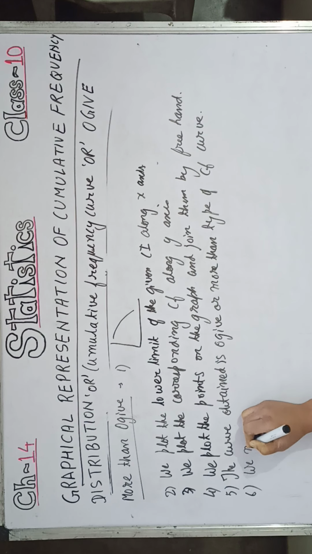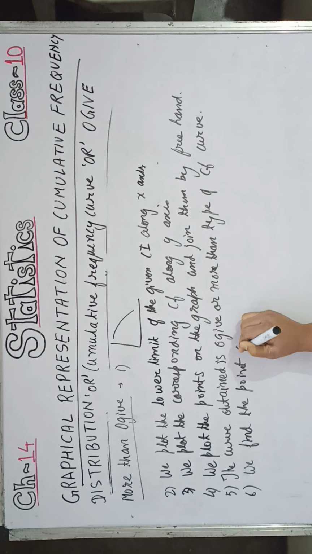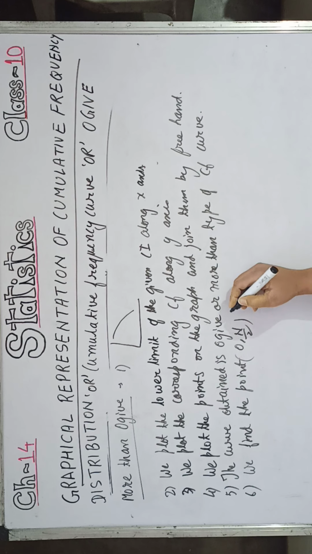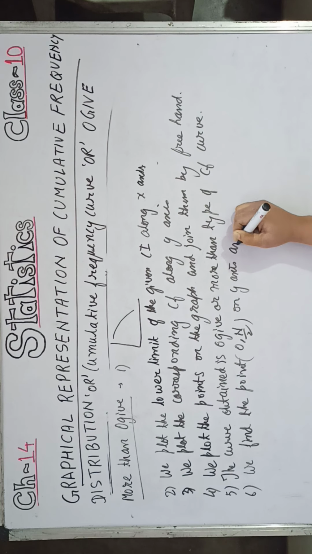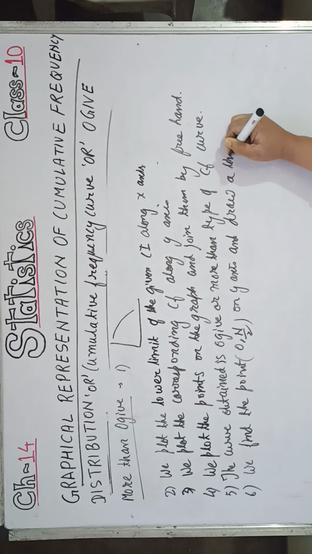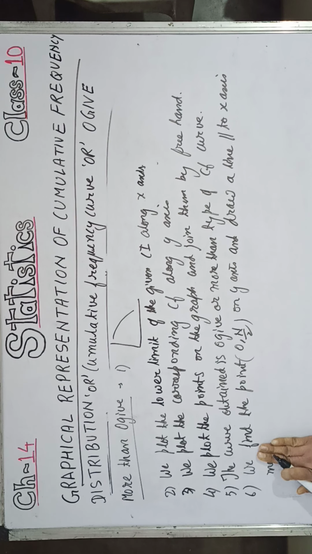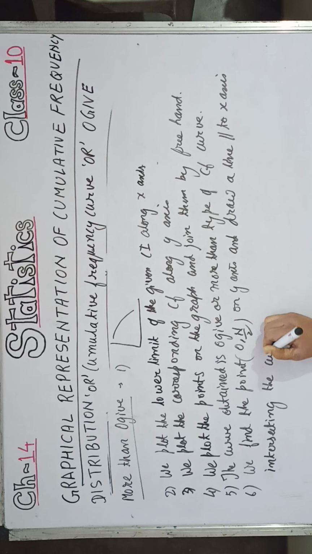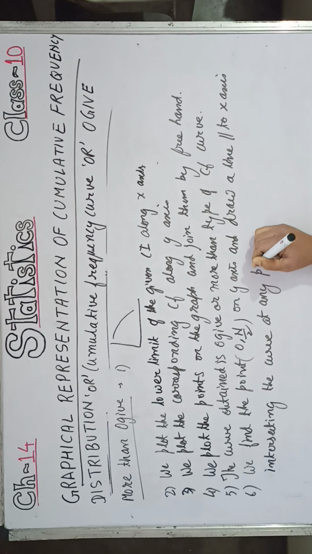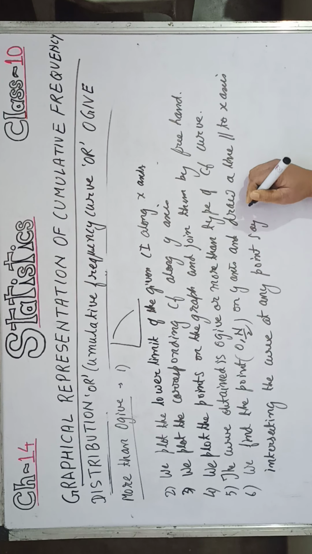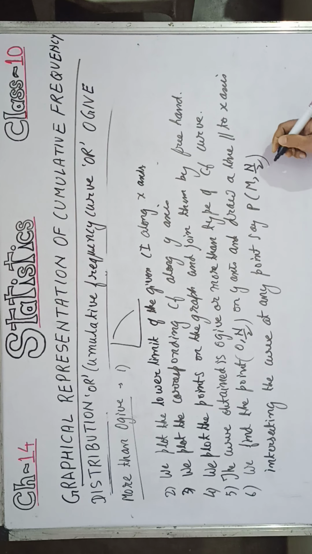Number six, we find the point (0, n/2), where n is the sum of all the frequencies, on the y-axis and draw a line parallel to the x-axis intersecting the curve at any point, say P. The x coordinate I am taking as m and the y coordinate was n/2. Let us write P(x, n/2).